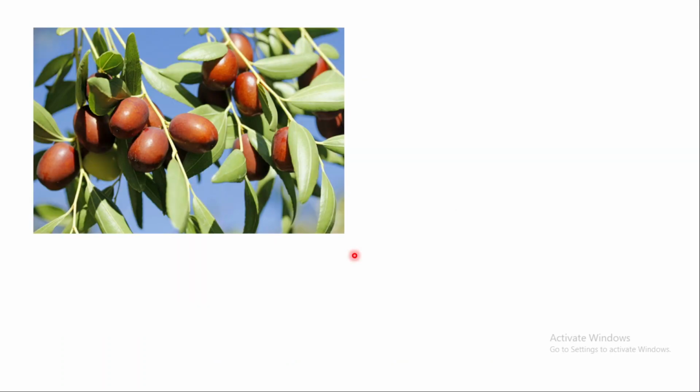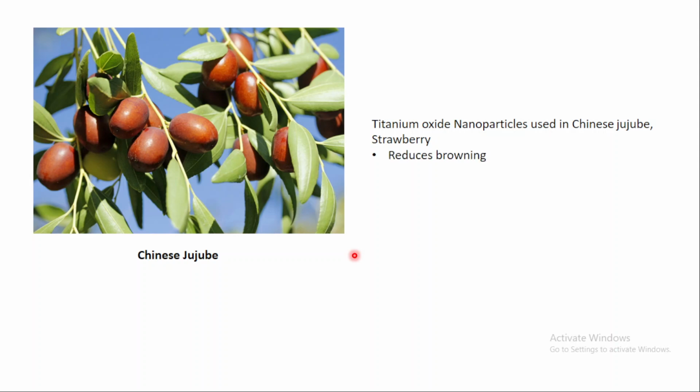Now here the picture that we see is a Chinese jujuberry plant, Chinese jujuba. Titanium oxide nanoparticles used in Chinese jujube, strawberry. And what did it do? It reduces browning of the Chinese jujube. So not much aesthetic value.